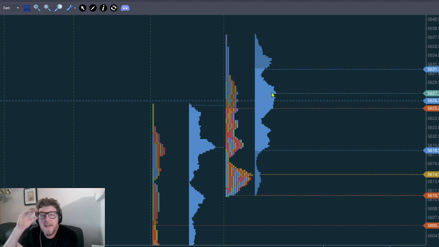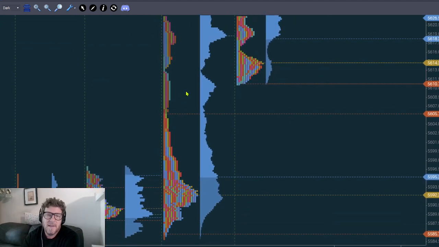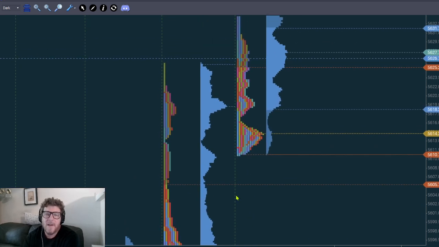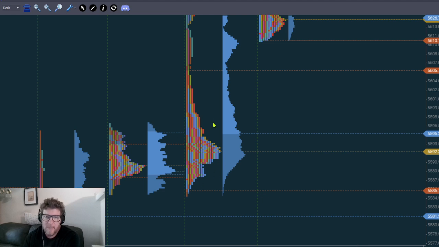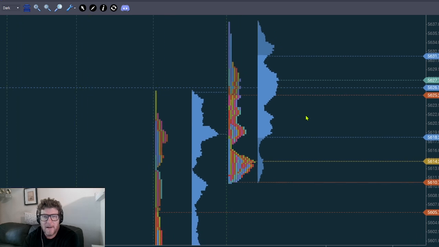And occasionally, if we look at the previous day, this is a good example. Here's a bearish kind of B-shaped profile that then went higher, because this big block of accumulation could be buyers accumulating. They certainly were right here 2 days ago. So yeah, that's where we are with that.